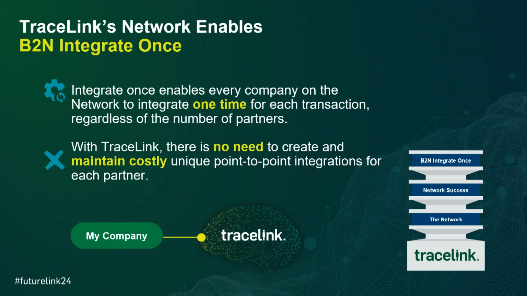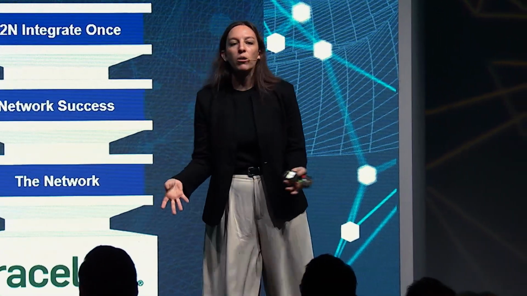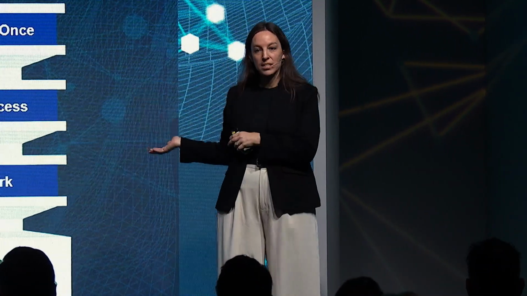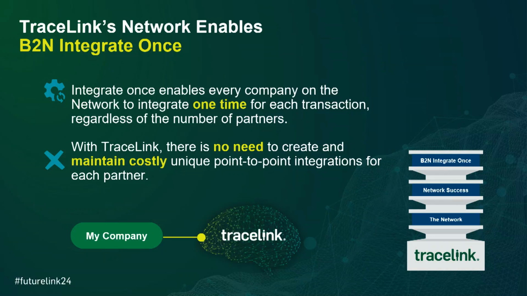Then we have the B2N integrate once. So we talk about this a lot, right? You're integrating one time. If there is more than one of you on the network, what can't you do? You can't integrate once, right? Because by definition, if there were many of you and you had lots of connections, you'd be required to make n number of those connections, right? So our single digital twin on the network that's managed and maintained by us really allows for us to do B2N integrate once, right?